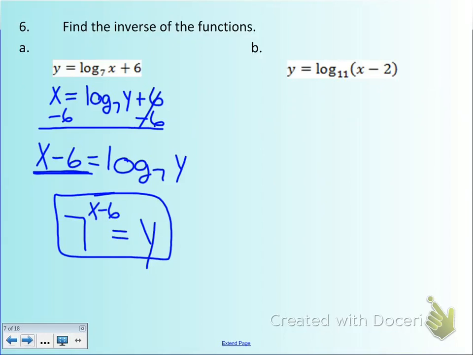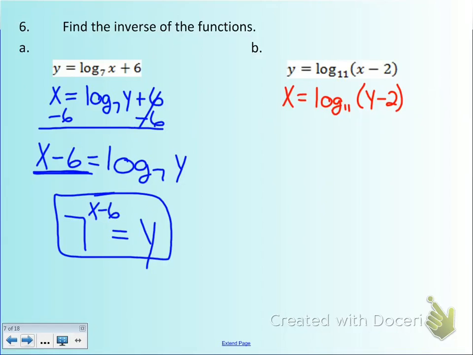So we have y equals log base 11 of the quantity x minus 2. We're going to switch our x and our y values first off. So x equals log base 11 of y minus 2. Here we can't add the 2 to the other side. Some of you were trying to do that, but you can't, because it's in parentheses attached to that y with the log right now. So right now we can't do anything.